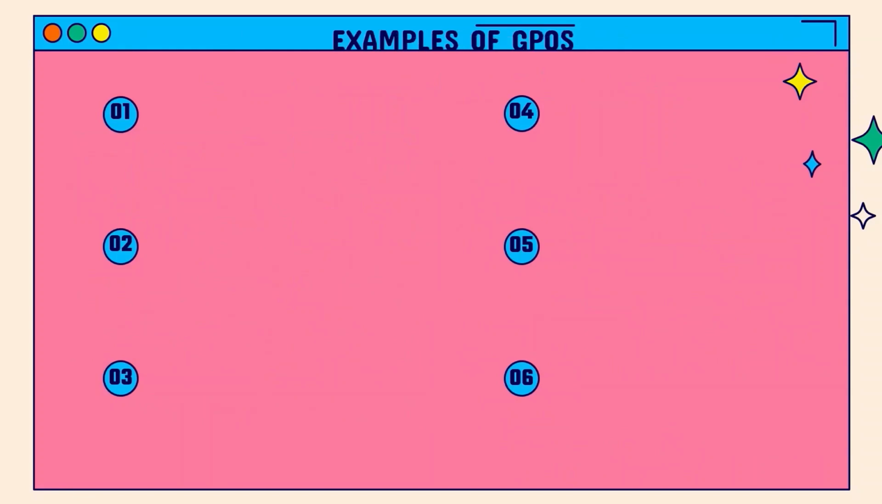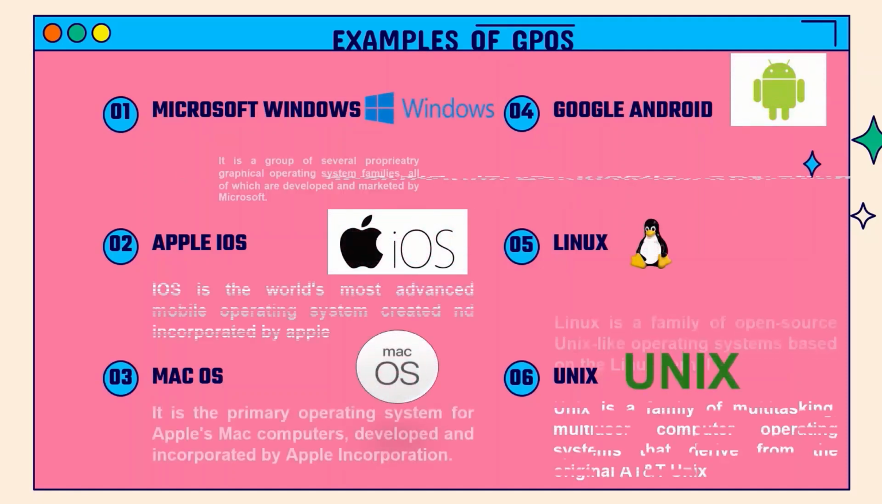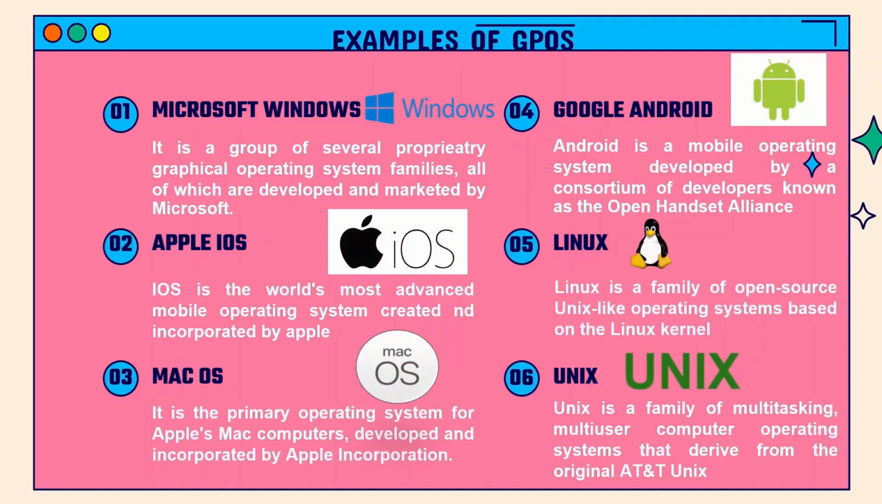Here are a few examples of GPOS which are available in the market: Microsoft Windows, Apple iOS, Mac OS, Google Android, Linux, Unix, etc. As we know, Microsoft Windows is a group of several proprietary graphical operating system families, all of which are developed and marketed by Microsoft. iOS is the world's most advanced mobile operating system, created and incorporated by Apple.